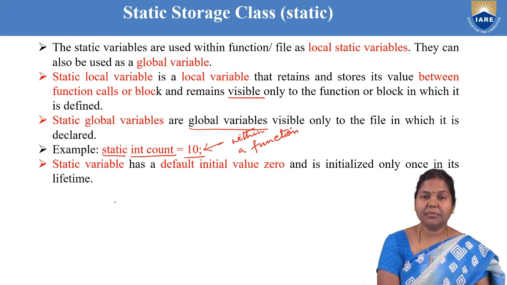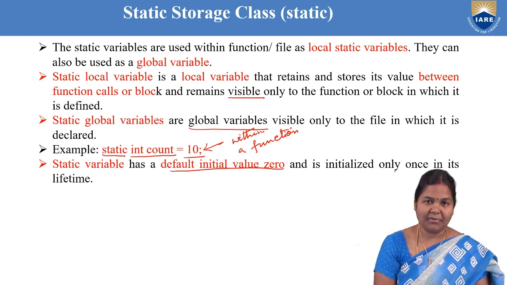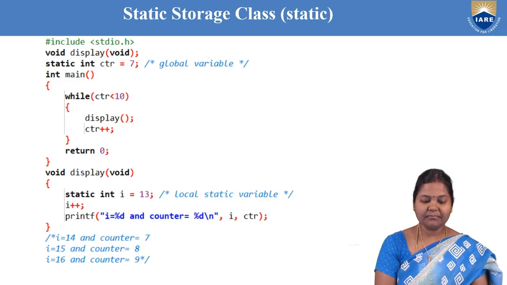That is the difference between an automatic variable and a static variable. So a static variable has a default initial value of 0 and it is initialized only once in the lifetime. After that, it retains the value during function calls. That is the difference between an automatic variable and a static variable. Now, let us understand through one program.